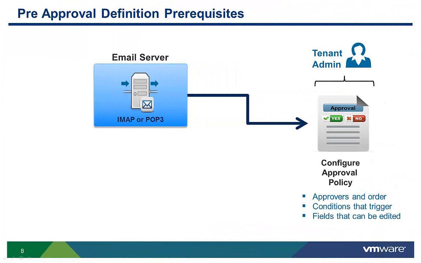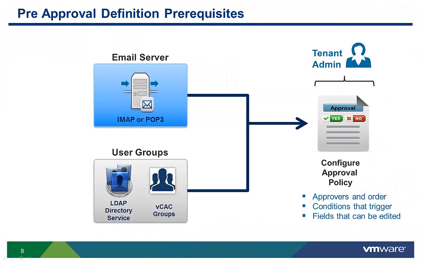The next prerequisite step is to define user groups that can be referenced by the approvals. For example, I want to create an approval where anyone in the finance group can approve a request that exceeds a specified cost threshold. In vCloud Automation Center, you have two options. You can specify users and groups defined in Active Directory or your LDAP directory service, or you can create vCAC user groups. For this video, we're going to assume that you know how to manage your directory service, and we'll focus on showing you how to configure vCloud Automation Center user groups.